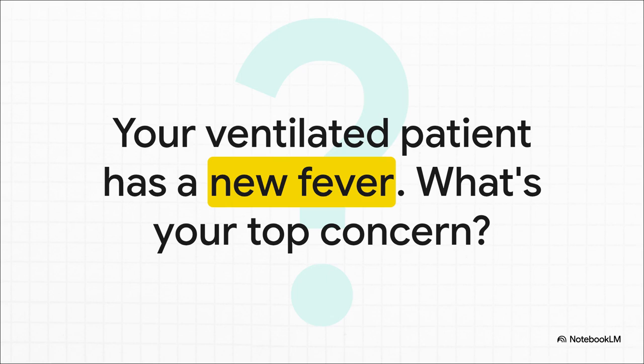So, picture this. You walk into your ICU shift, you're looking at your patient on the ventilator who's been pretty stable, and suddenly they have a new fever. And you notice their oxygen requirements are creeping up. What's the first thing that should pop into your head? In this classic scenario, VAP should be screaming at the top of your differential diagnosis. Let's break down exactly why.